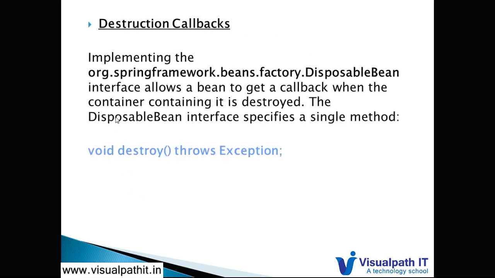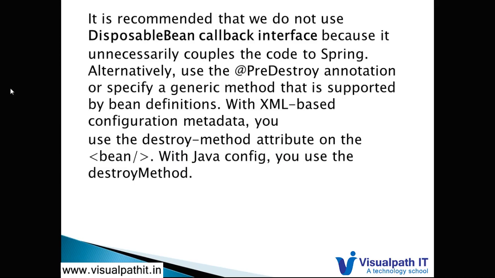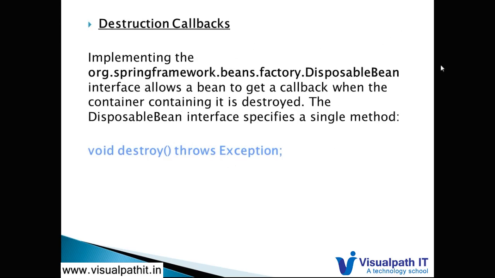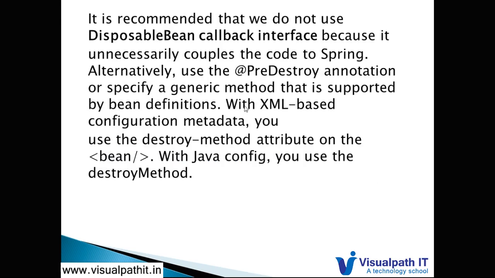Next, in a similar way to how we understood the initialization callback, we need to understand the destruction callback. Implementing the org.springframework.beans.factory.DisposableBean interface allows a bean to get a callback when the container containing it is destroyed. The DisposableBean interface specifies a single method, void destroy throws Exception. It is recommended not to use it. Though we understand this for the sake of purpose, we must not usually use this because again it unnecessarily couples the code to Spring.